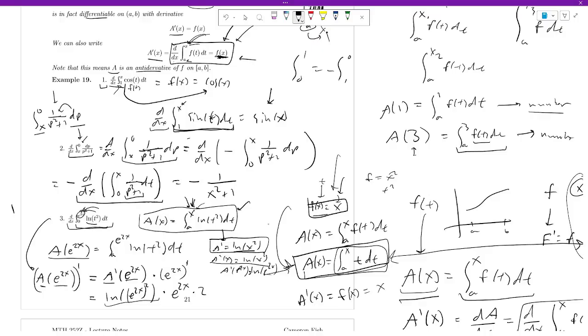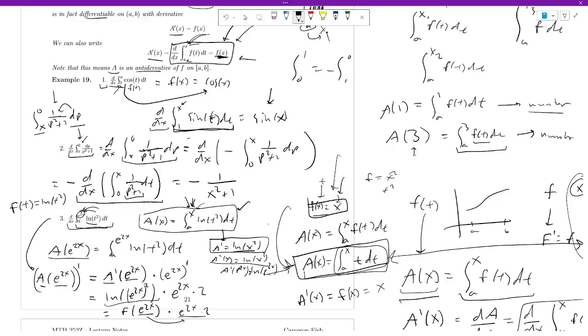Right, if I call f of t log of t squared, that's my integrand function inside there, I could write this here as f of e to the 2x. Right, I'm taking e to the 2x and plugging it into that inside function. And I just had to multiply by the derivative of this guy. Right, which is the derivative of this.